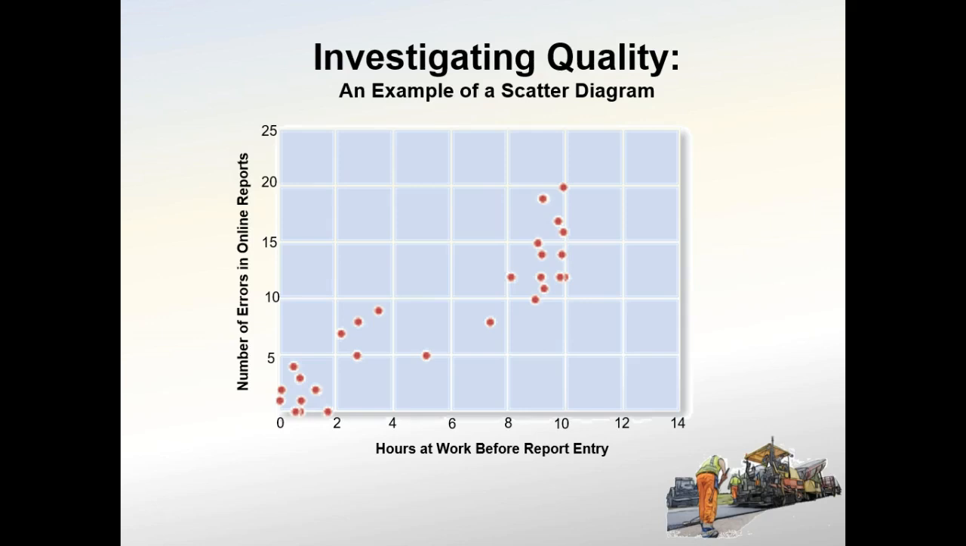Now, if the data for causal modeling is available, a scatter diagram can highlight possible relationships between two issues, as seen here in Figure 3.5. So in Figure 3.5, for example, we see a greater number of errors in online reports strongly associated with higher numbers of hours at work before a report entry.